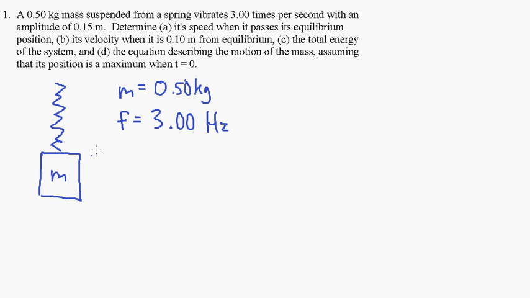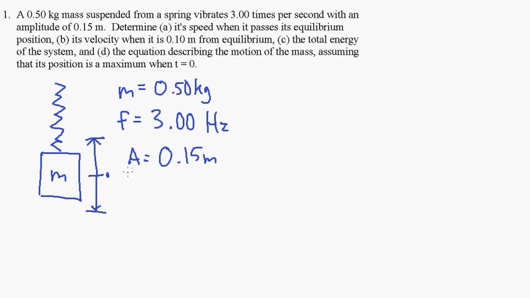It has an amplitude of 0.15 meters, so it goes up and down a maximum of 0.15 meters from its rest position. Okay, so what do we have to do here? We determine its speed when it passes equilibrium position, which is here, velocity when it's this far from equilibrium, total energy of the system, and the equation describing the motion of the mass, assuming its position is a maximum when t equals 0.